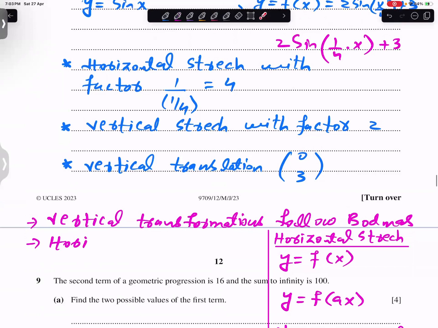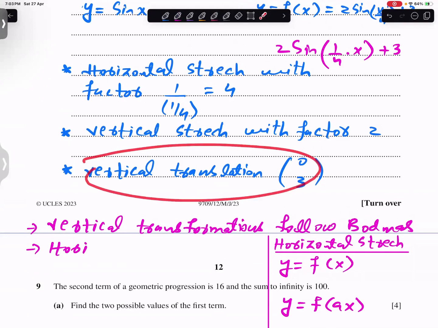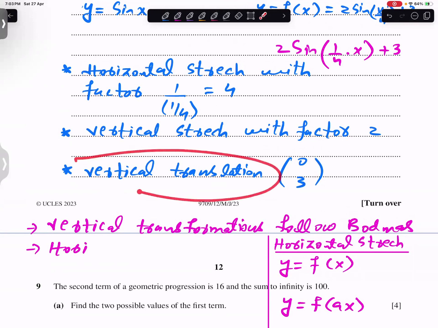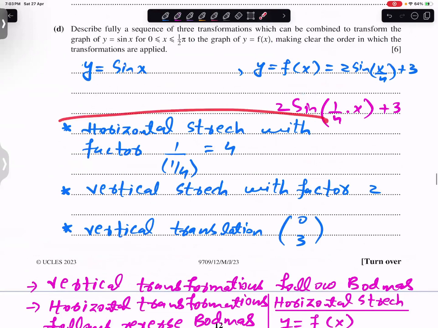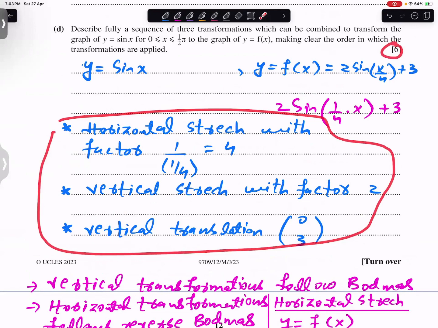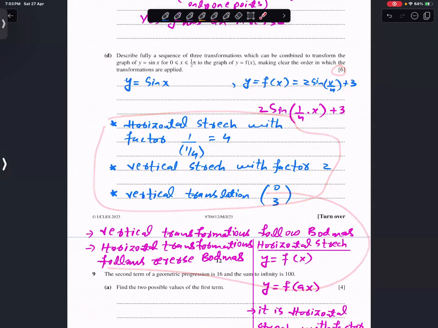Reverse means in two horizontal case, you will first tell the horizontal translation, and then horizontal stretch. Okay. Horizontal transformations follow reverse BODMAS rule. Okay. Reverse BODMAS. So you just need to write these 3 lines to earn 6 marks. Okay. All other things are just the explanations.